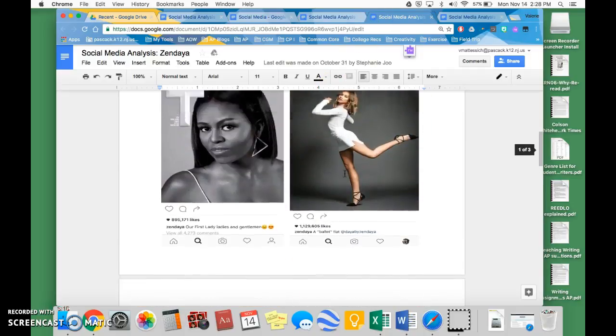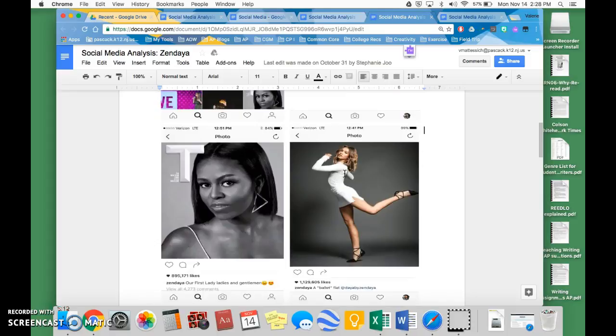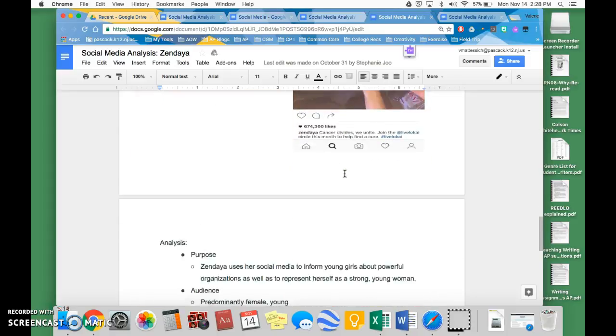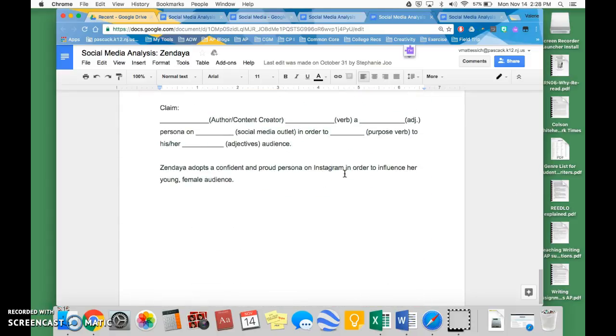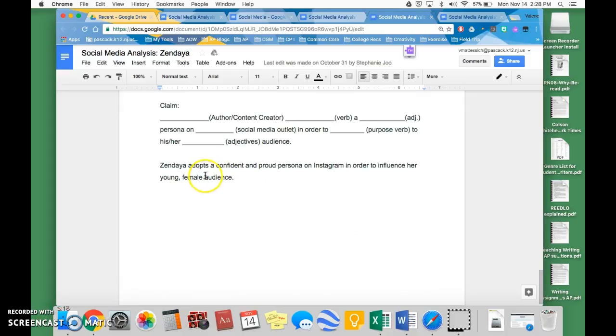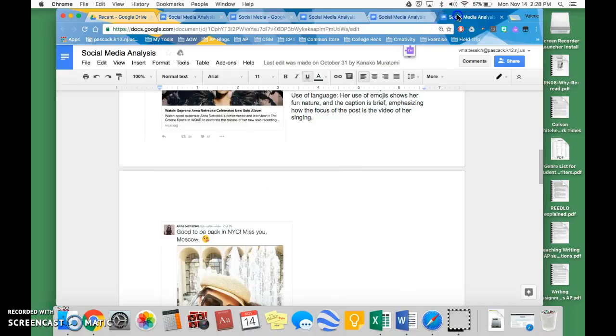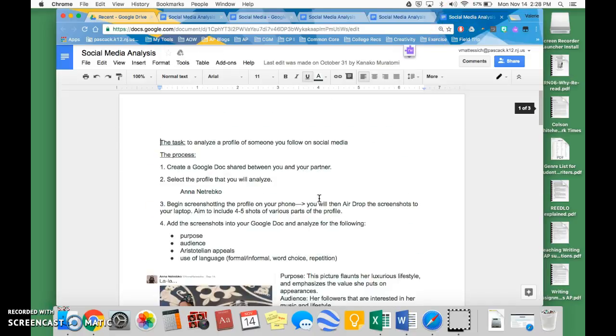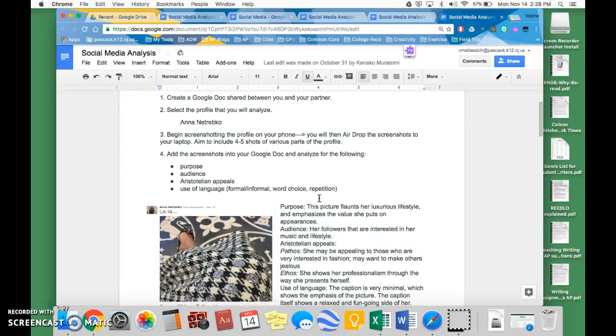And so there's other similar ones. Here's one on Zendaya, who's a singer and who's also on TV in a show for younger children. And ultimately, this group's claim was Zendaya adopts a confident and proud persona on Instagram in order to influence her young female audience. So they identified her audience correctly. And then finally, we have one of Anna Netrebko.